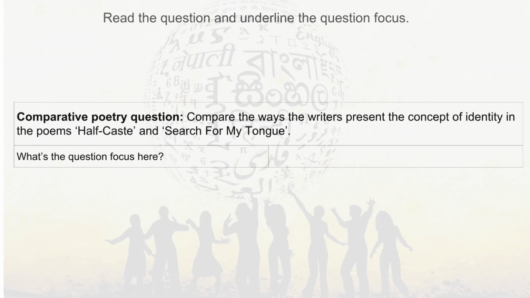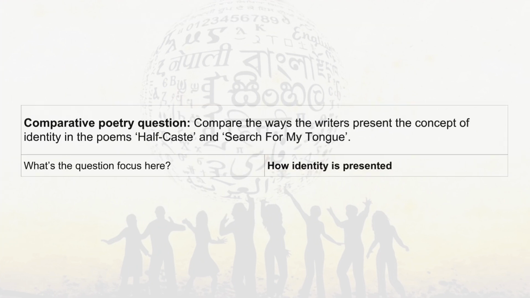So here we've got a comparative poetry question. Compare the ways writers present the concept of identity in the poems Half Caste and Search for My Tongue. So just pause for a minute and think, what's the question focus there? What are some of the key words that I need to be thinking about? And I would say for this one, really how identity is presented. I think that's the main idea. And it may seem fairly obvious, but in exams, under pressure, it's still worth doing this and writing this down.